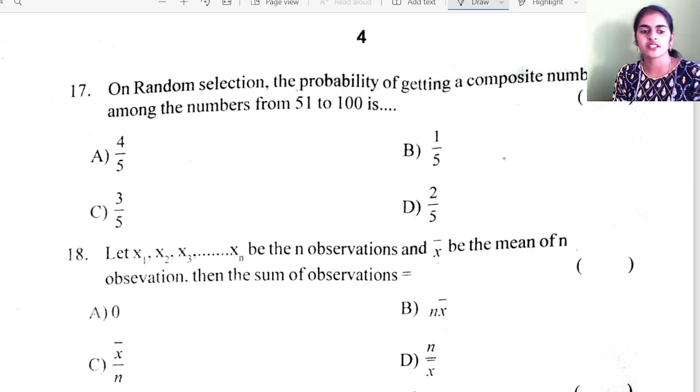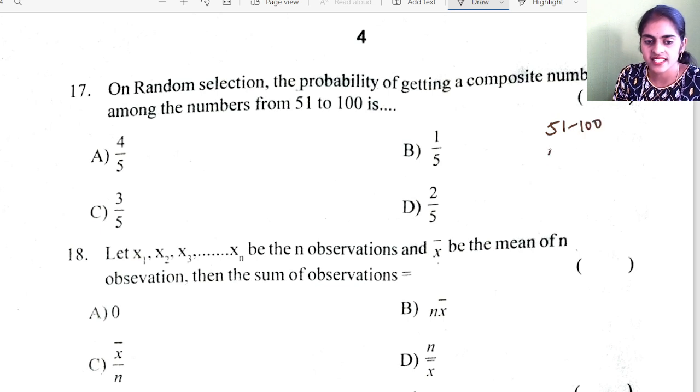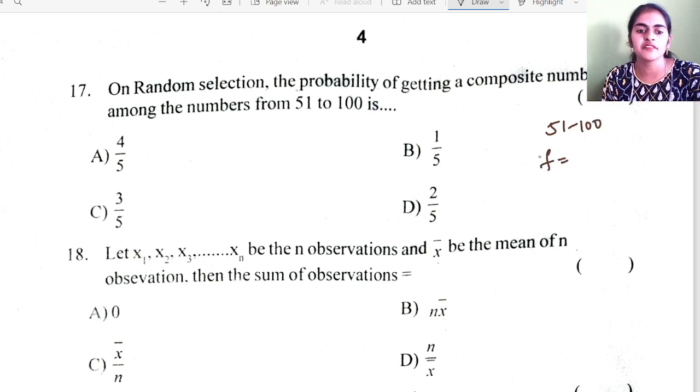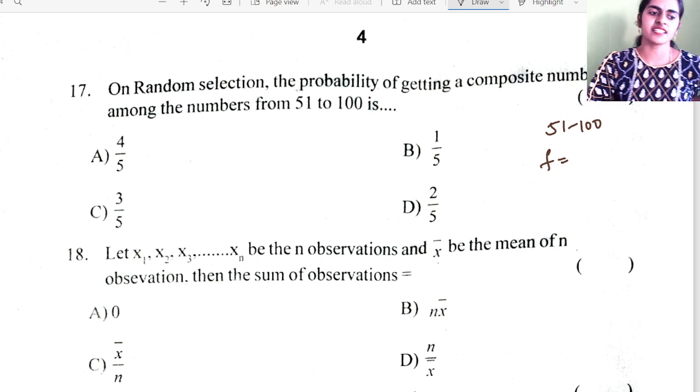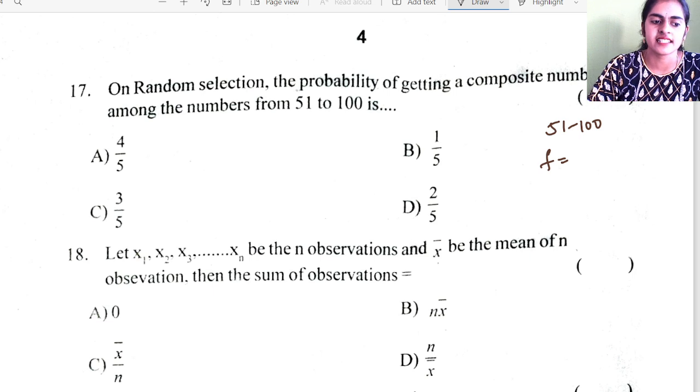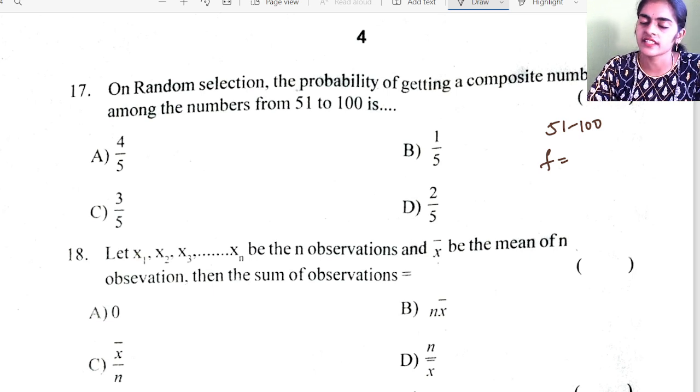On random selection, what is the probability of getting a composite number out of 51 to 100? Firstly, how many prime numbers are there between 51 and 100? Can I say 53, 59, 61, 67, 71, 73, 79, 83, 89 and 97? If I count, how many will I get? I'll get 10.